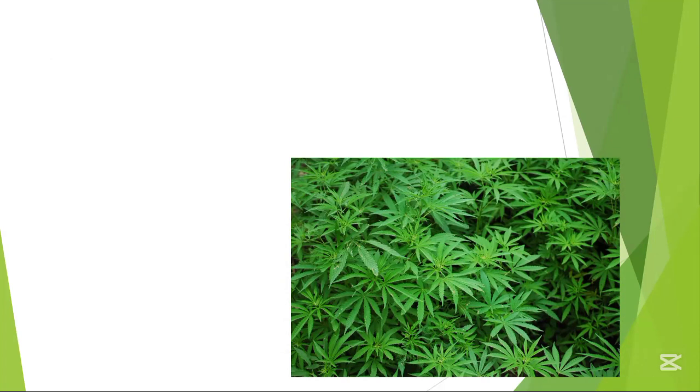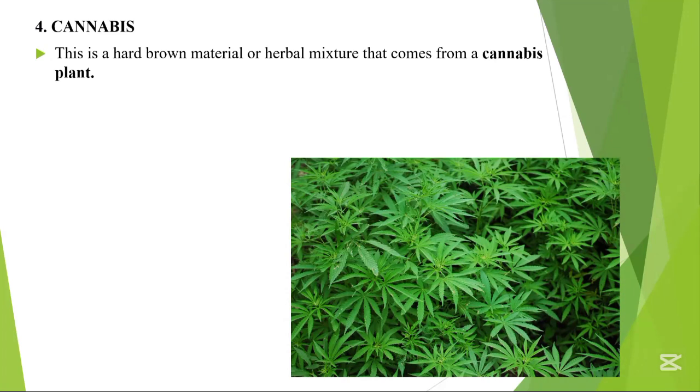Does this look like some reddish vegetable you can eat? Now let's find out. Cannabis. Cannabis is a hard brown material or herbal mixture that comes from the cannabis plant. So we grow these plants. If you have noticed, all the substances we have talked about are coming from a particular plant we grow. We just talked about where heroin comes from, the opium poppy plant, tobacco coming from the tobacco plant, cannabis coming from the cannabis plant.